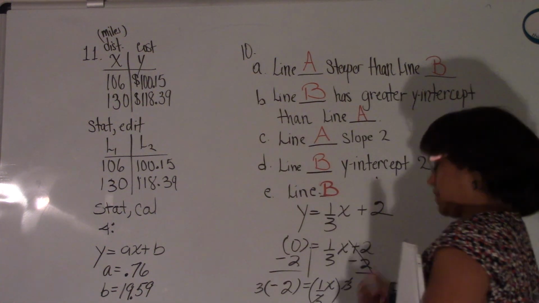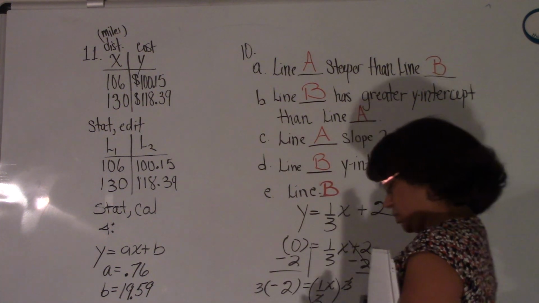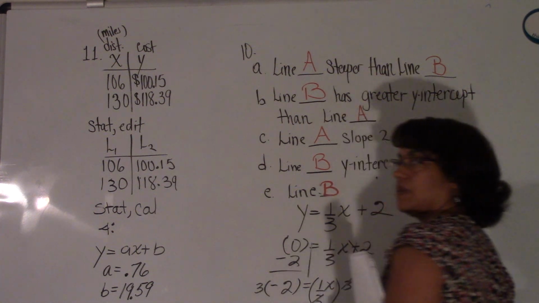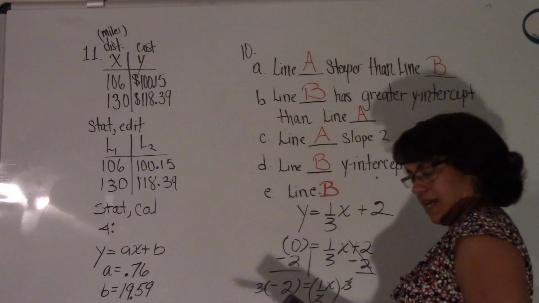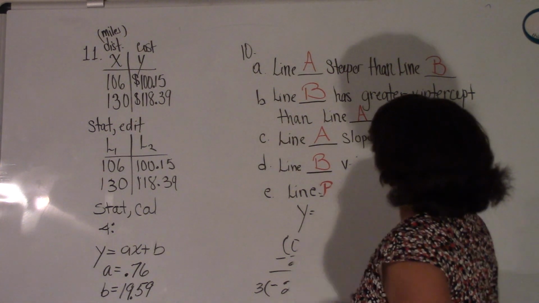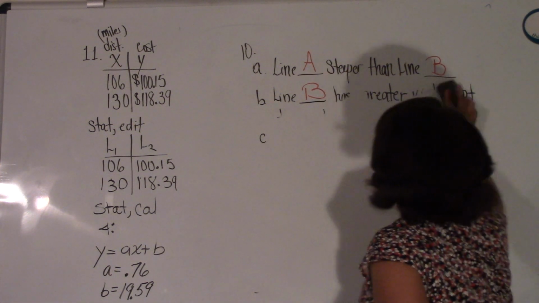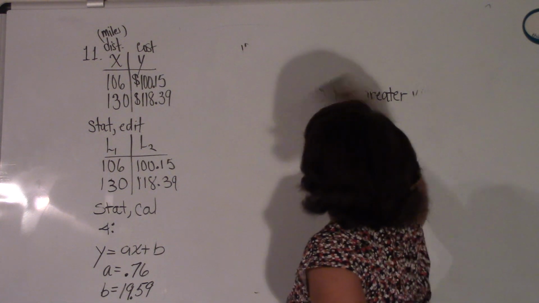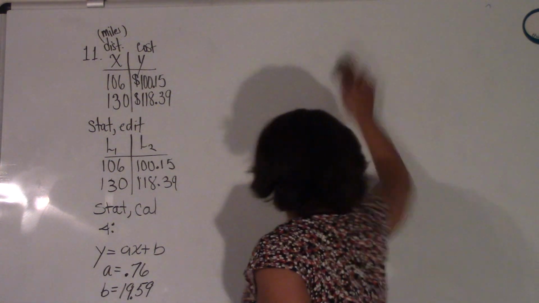So that's number 11, and that is really the quickest way, the easiest way to do number 11. You can also do it by hand. So if you'd like to see how to do it by hand, see me and I'll show you that. Now we're going to move on to number 12.